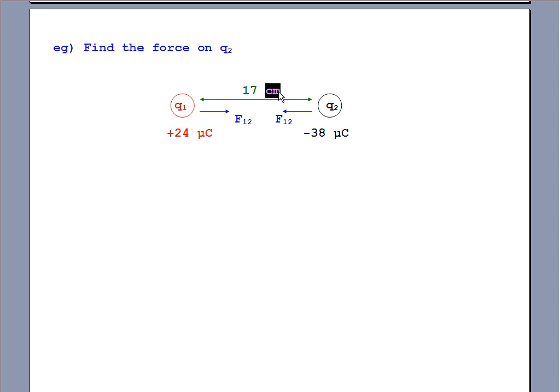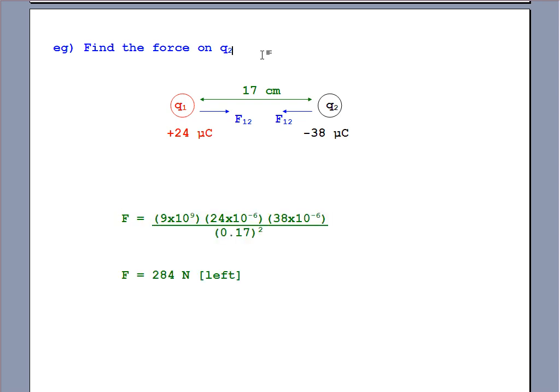You've got centimeters in there, which will have to get changed, and you've got microcoulombs in there, so we have to watch out for those. So here goes Coulomb's law. It's kind of like doing a gravity force calculation, but there's just a different constant for this chapter. And then 24, again, microcoulombs, 10 to the negative 6.